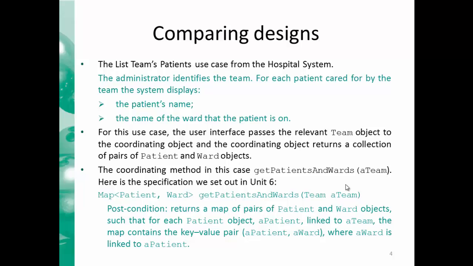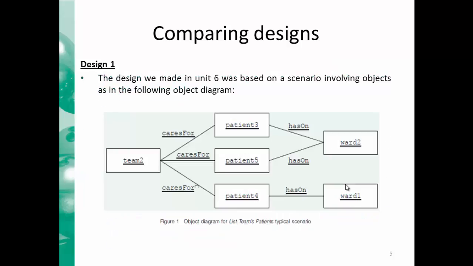Of course, as usual, and as we have done in Unit 6, we will build the coordinating method for this use case, and the coordinating method is getPatientsAndWards. That will return a map of pairs of patient and ward objects, such that for each patient object linked to a team, the map contains a key-value pair of a patient and a ward, where the ward is linked to the patient. This is the postcondition for this method.